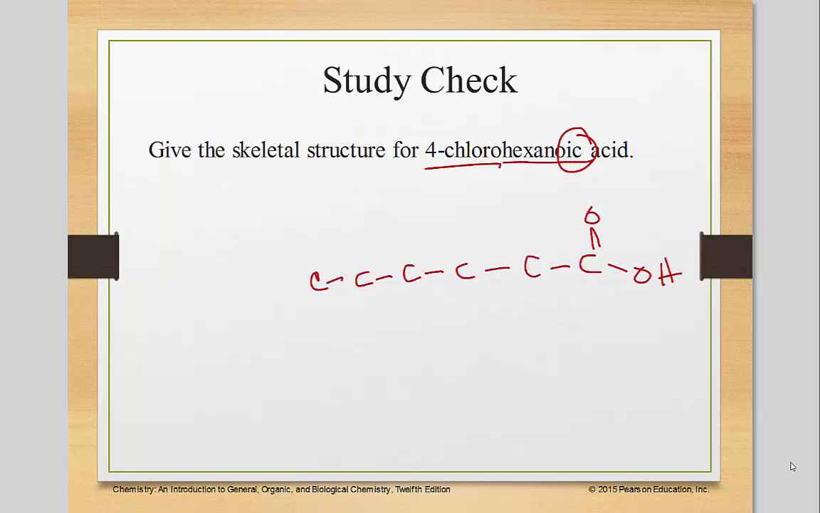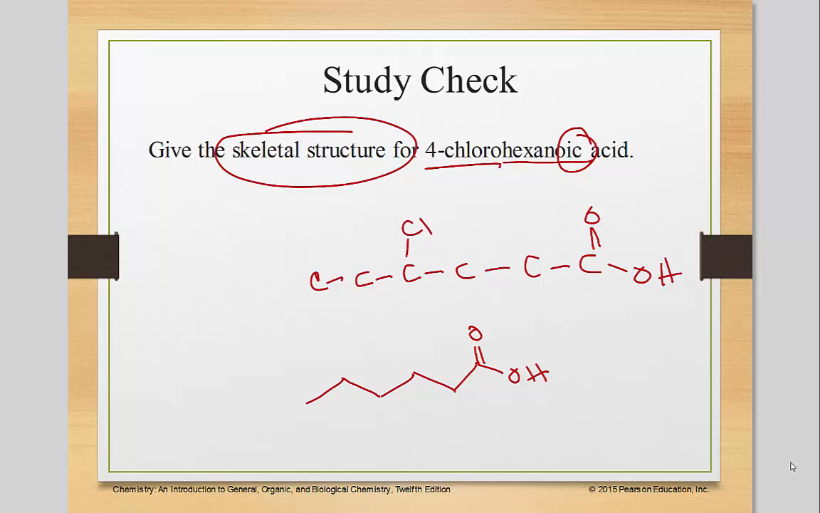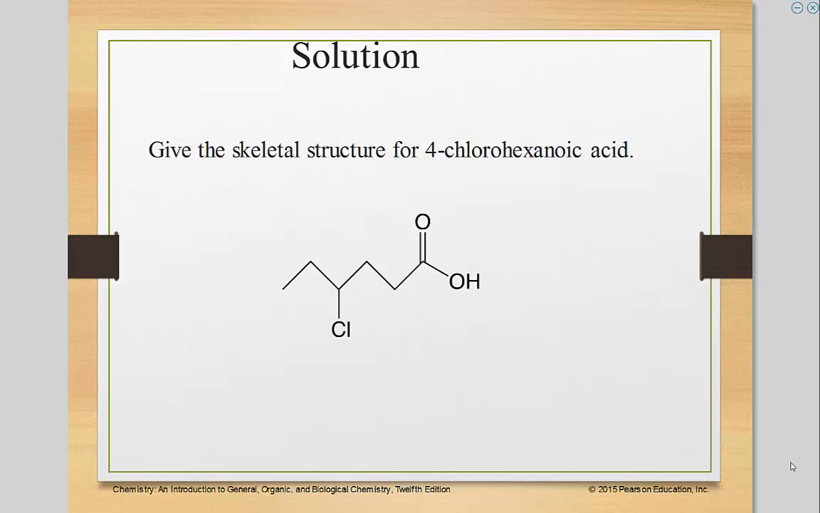1, 2, 3, 4. Now, it's actually asking for a skeletal structure, which means I need to convert this into the line format. 1, 2, 3, 4, 5, 6. On that 6th one, I have the carboxylic acid. 1, 2, 3, 4 is the chlorine. And there you go. That is your introduction to carboxylic acids.